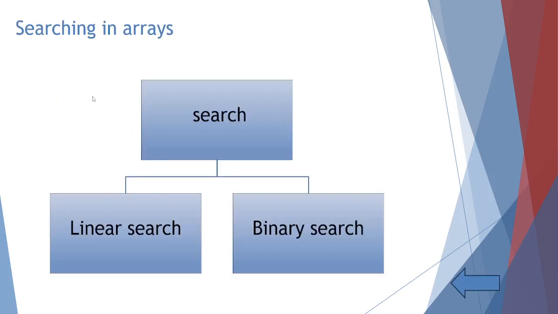Now, types of searching are of two types: linear search and binary search. Linear search, as the name suggests, searches element by element, but binary search is not element by element. We will understand binary search in the next video.